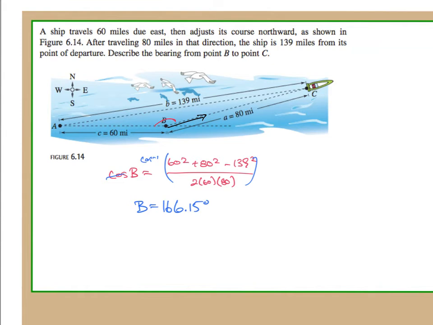All right. So I actually need to figure out this angle right here. So it went north, but then something east. Well, what do I have to do to get this angle right there? Subtract 90 degrees. So when I subtract 90 degrees from 166.15 degrees, that would be north, what? 76.15 degrees east. That is the true bearing of it.